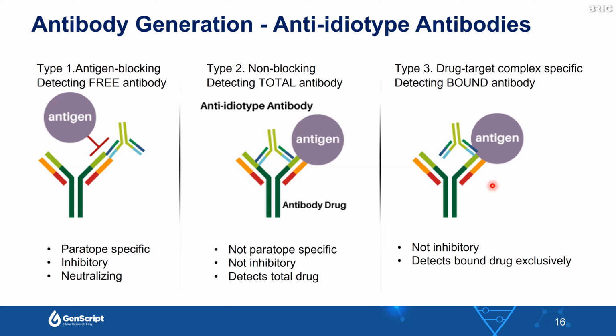Type 3 is the complex specific anti-idiotypic antibody, which only binds to the idiotype of an antibody drug when the drug is already bound to its appropriate antigens.